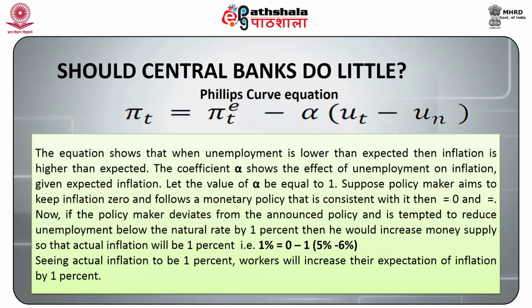Now suppose the policymaker aims to keep inflation at 0 and follows a monetary policy that is consistent with it, then πte = 0 and ut = un. Now if the policymakers deviate from the announced policy and are tempted to reduce unemployment below the natural rate by 1%, then they would increase the money supply so that the actual inflation will be 1%. That is, 1% = 0 − 1(5% − 6%). Seeing the actual inflation to be 1%, workers will increase their expectation of inflation by 1%.